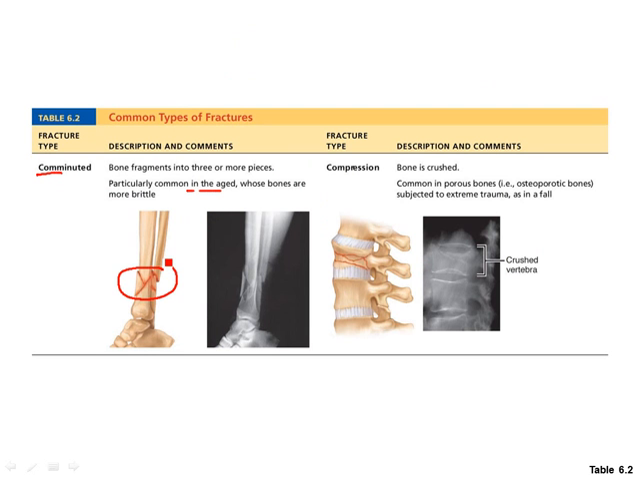Than a shattered bone. Earlier when you showed the linear break, mm-hmm.